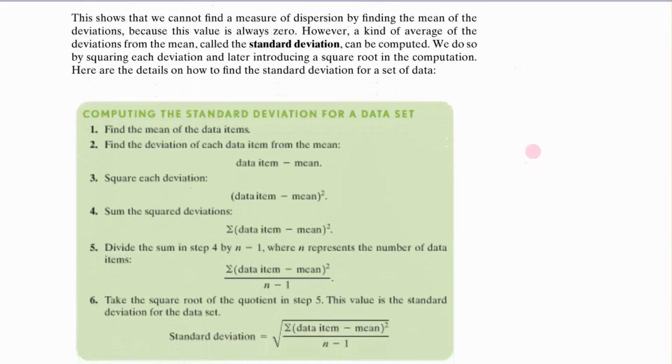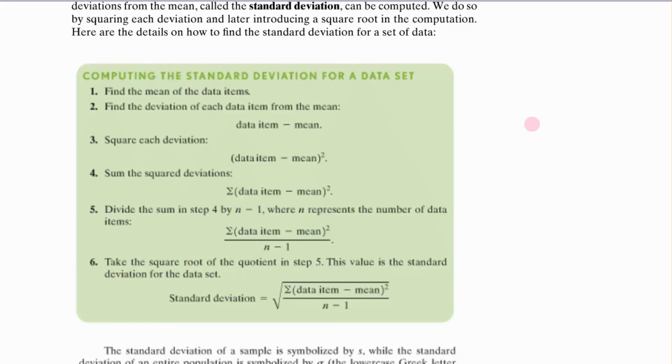Now this set of steps describes computing the standard deviation for a set of data. We've done part of it. Find the mean of the data. We've done that. Find the deviation of each data item from the mean. We've done that. But we don't add them up. We do not find the sum yet. We square each of those numbers. So we take the data item minus the mean and we square it. Then we add them up.